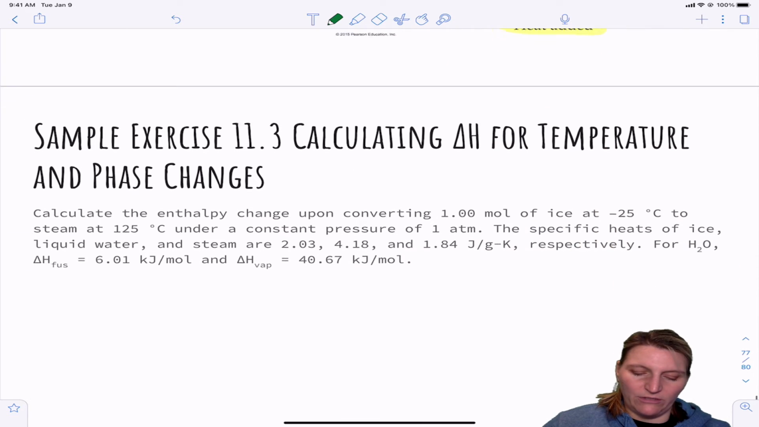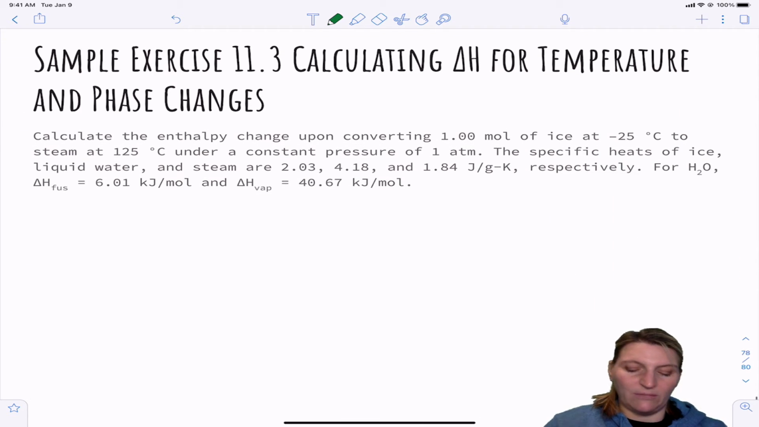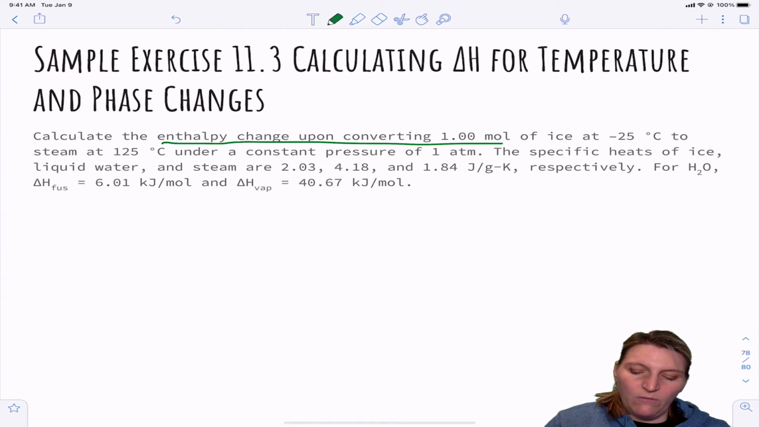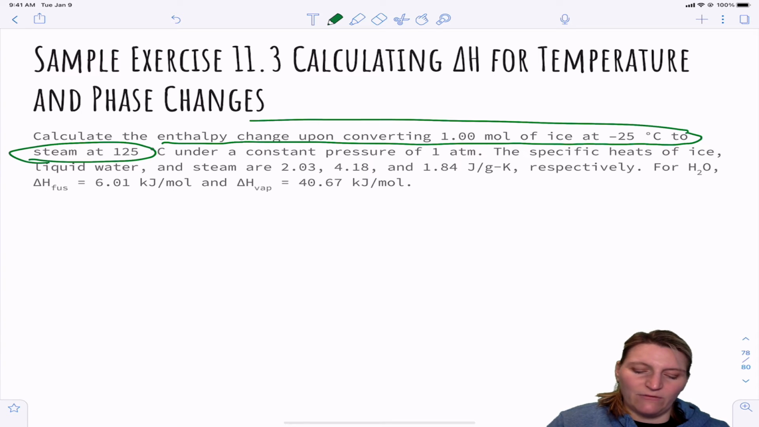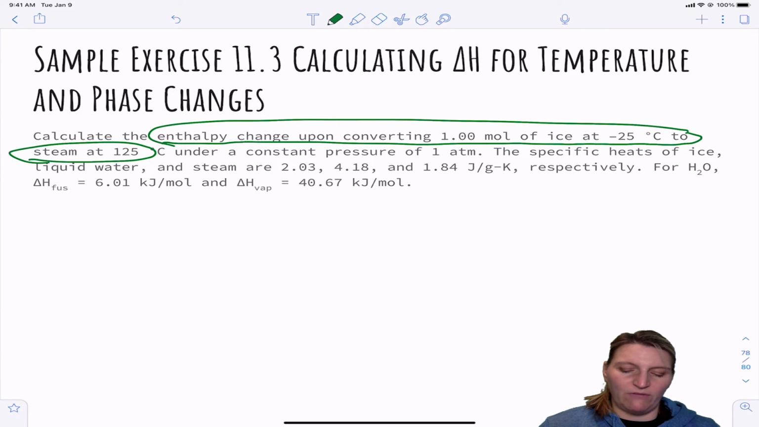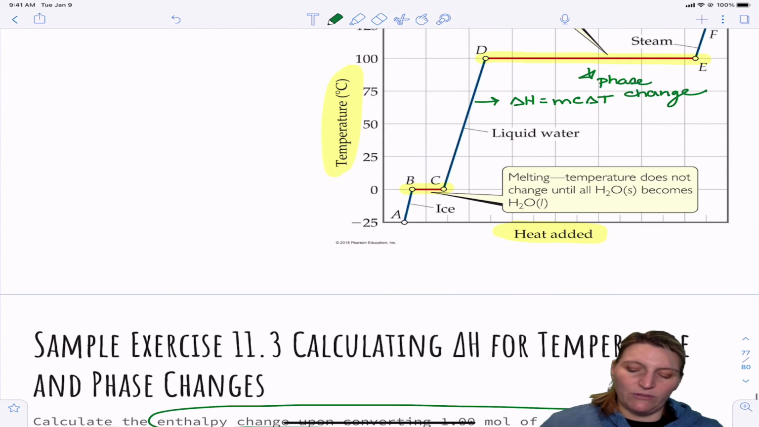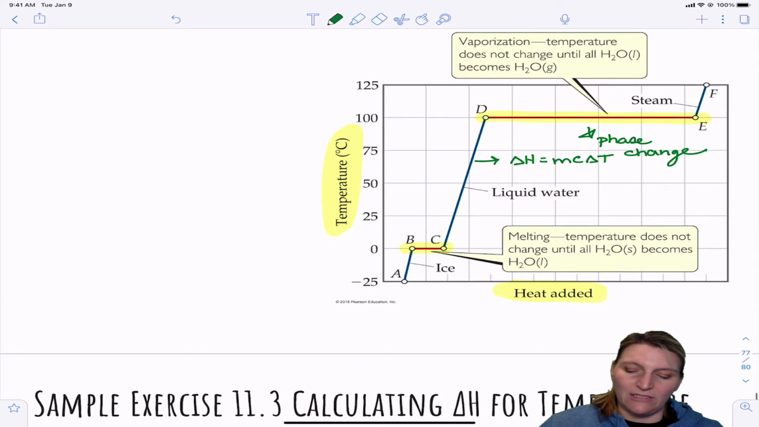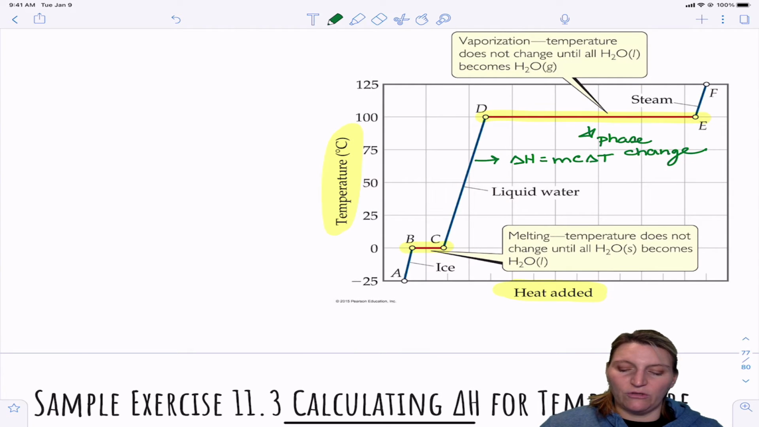So now we're going to do this sample problem. This is going to be a lot of arithmetic here. It says calculate the enthalpy change on converting 1 mole of ice at negative 25 to steam at 125. And then it gives us all sorts of data. So basically what we're doing is we're going to find out how much heat needs to be added in order to do the processes that are on this graph.